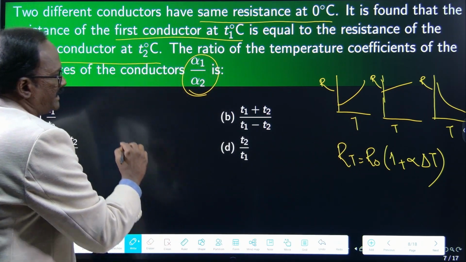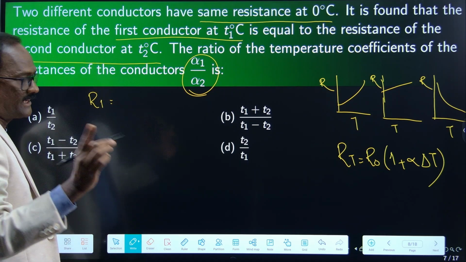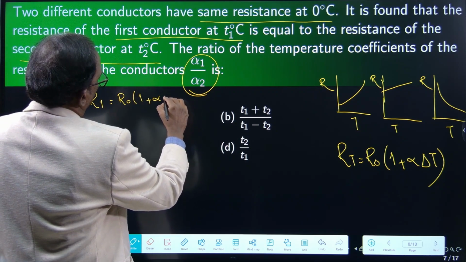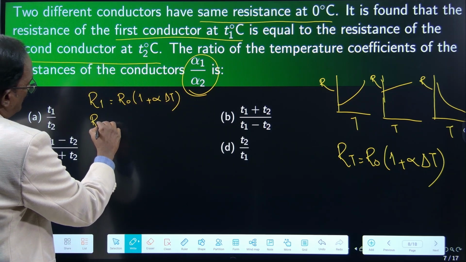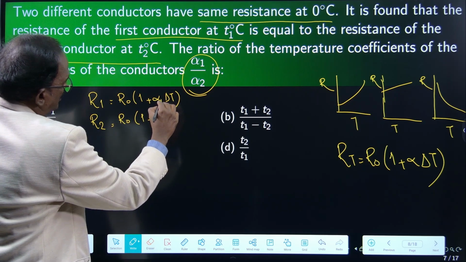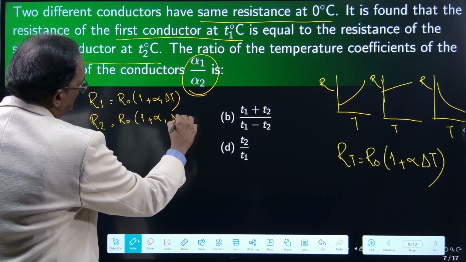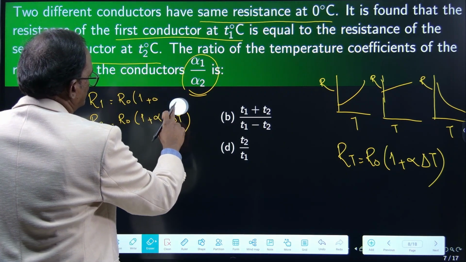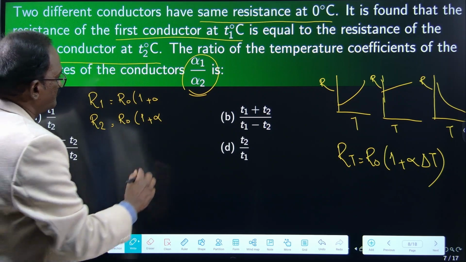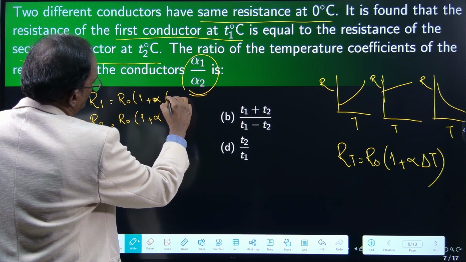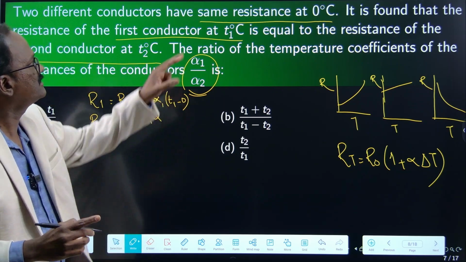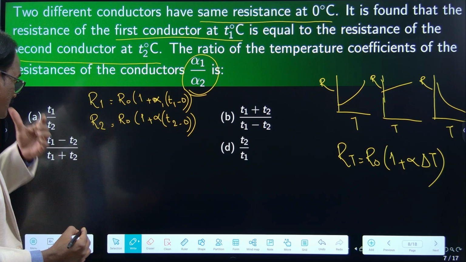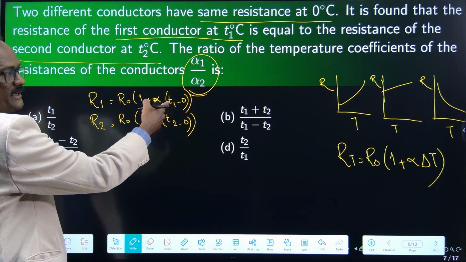Let us use this expression, RT. Instead of T, let me write R1 for the first conductor. So R1 is equal to R0 of 1 plus alpha 1 delta T. R2 is equal to R0 of 1 plus alpha 2 delta T. The change in temperature is also given, T1 for the first and T2 degrees Celsius for the second. So alpha 1 of T1 minus 0, since the initial value is 0 degrees Celsius, this is delta T. Alpha 2 of T2 minus 0.